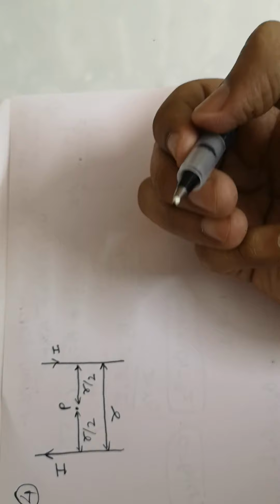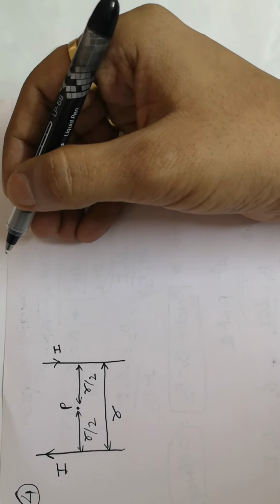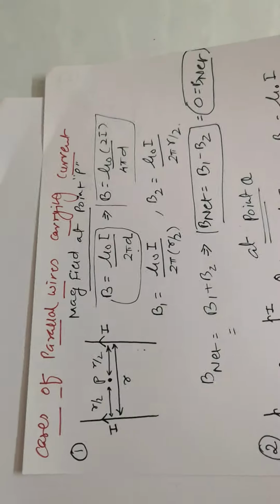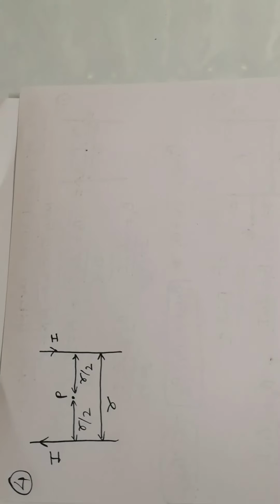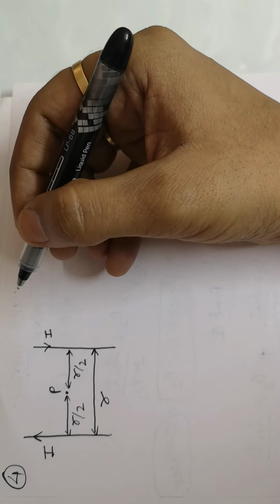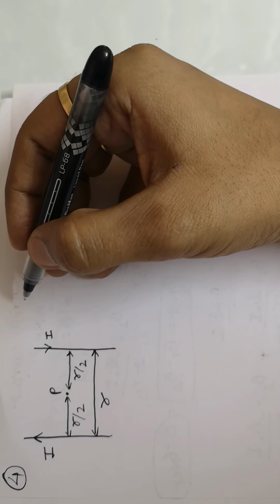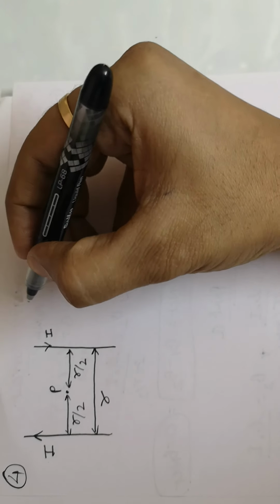You can say that B is 0, but actually it is completely wrong, because in the first case we dealt with the current in the same direction, but right now I have mentioned that both the currents are in opposite directions. That is why the statement that the magnetic field will be 0 is completely false. So what we first have to do is derive that magnetic field.